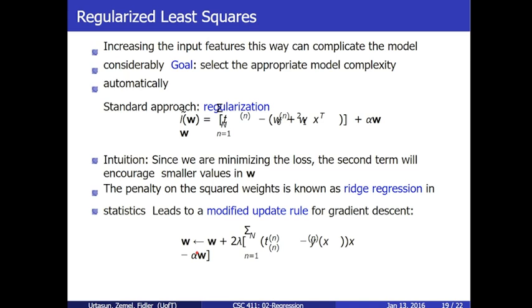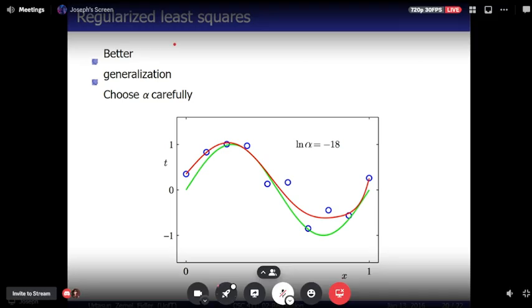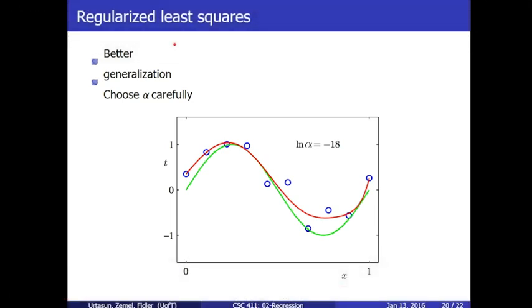So W equals W plus 2 lambda. Again, the summation got distorted, but it's the summation from n equals 1 to big N of the nth term of t minus the nth term of y, times x, minus alpha W. This also has an analytical solution right here, and you can verify it. So regularized least squares gives better generalization, but you have to choose alpha carefully, which is the strength.